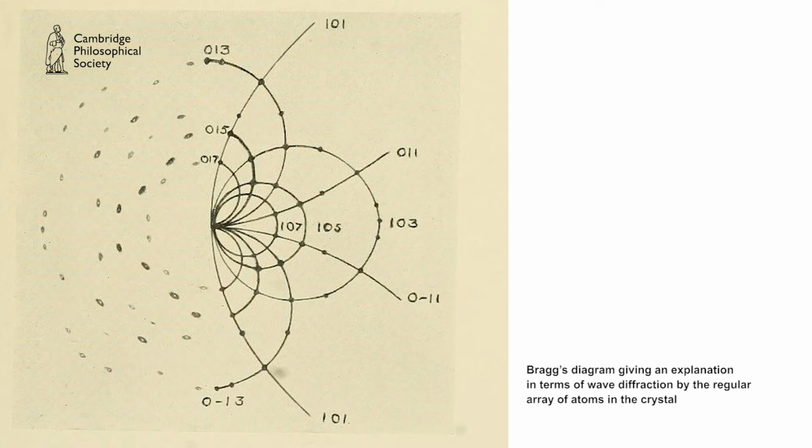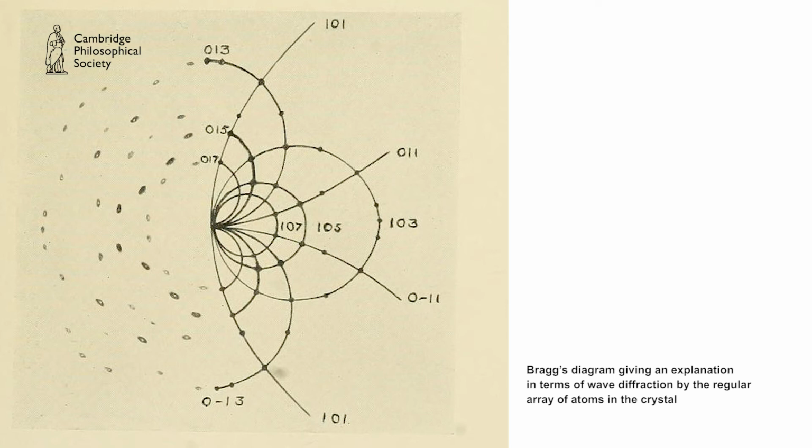Here is Bragg's original diagram with a geometrical construction based on the spacing of the atoms in the crystal. And on the left-hand side, his prediction of where the spots should be, matching exactly to von Laue's picture. And indeed, he shared the Nobel Prize with his father for this work. So this is the phenomenon of X-ray diffraction.